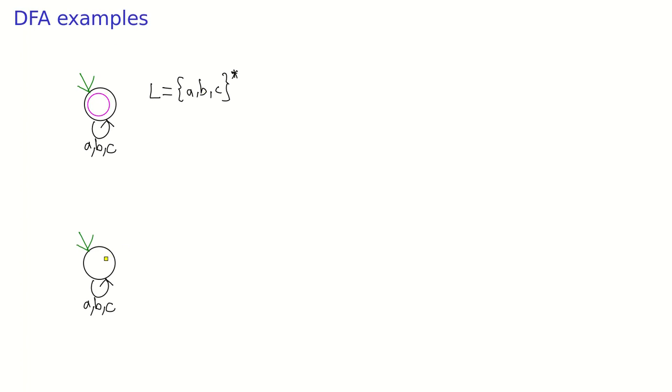Don't worry, we will get to more complicated examples very soon. So think about it for a moment. What language is recognized by this finite automaton? Okay, it's very similar to this automaton. We will always stay in this state, but this time the state is not accepting. Actually, this machine has no accepting state at all, so we cannot accept any word.